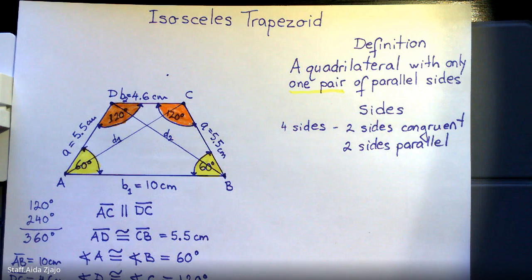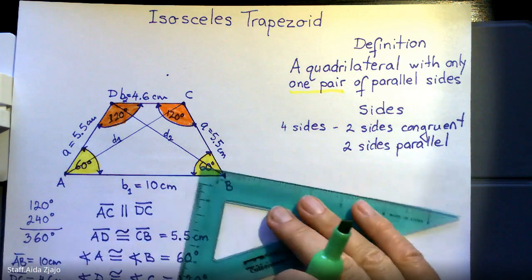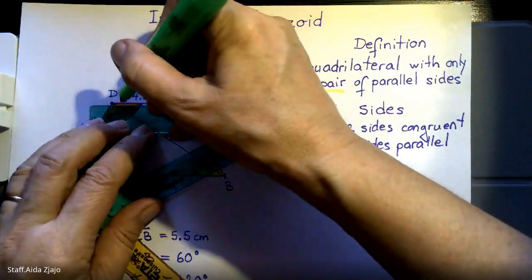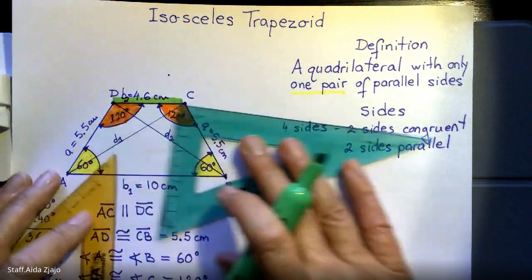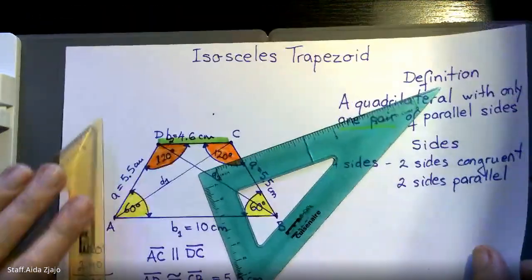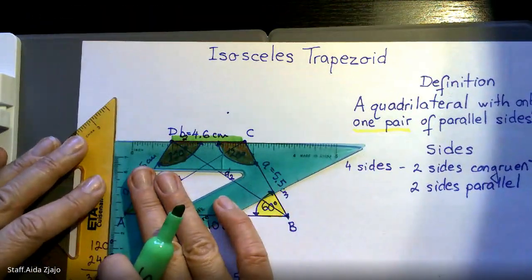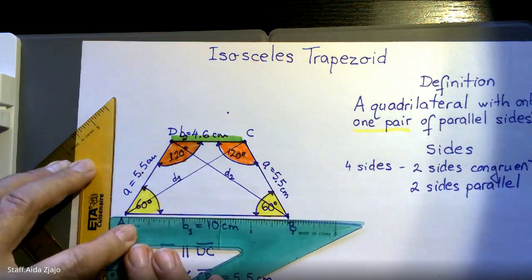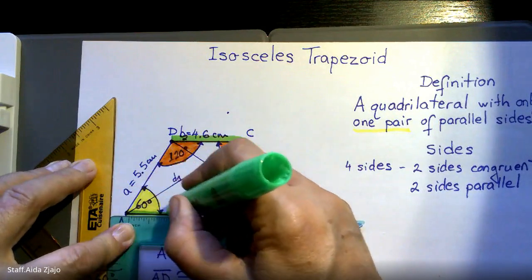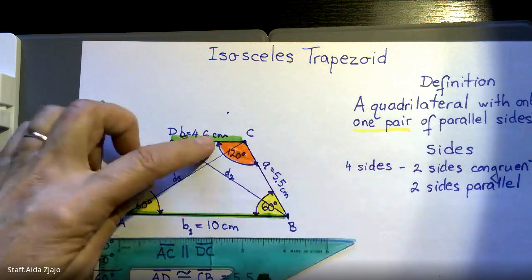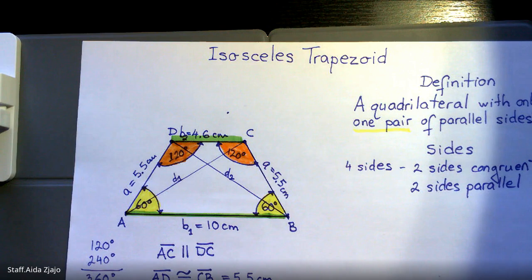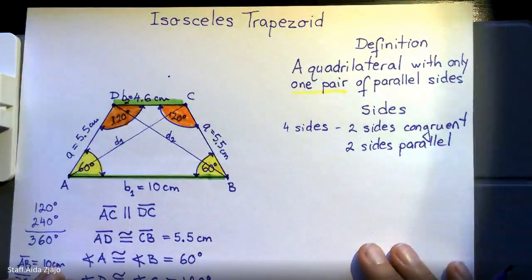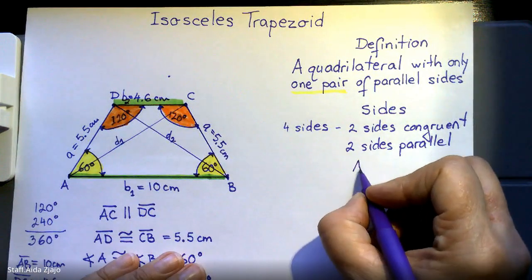So when I show this to the students, I usually use this. If this is one side, and here is the parallel side to it, I can move it down, and I can slide that to this. So these are the pair of parallel sides.